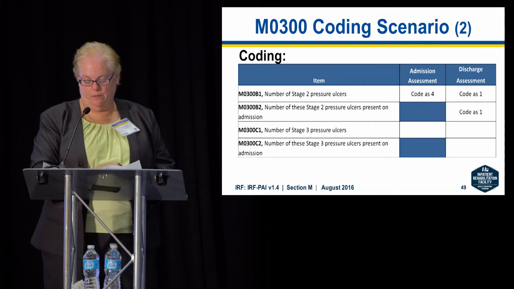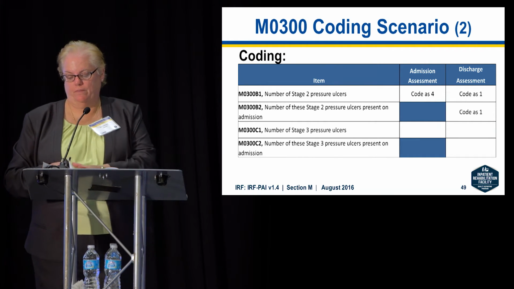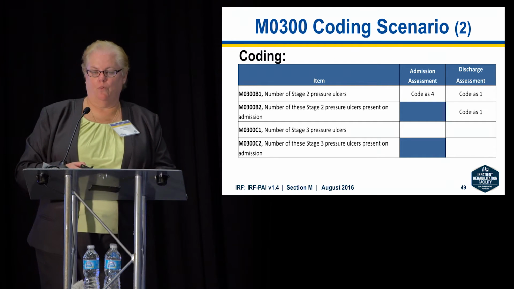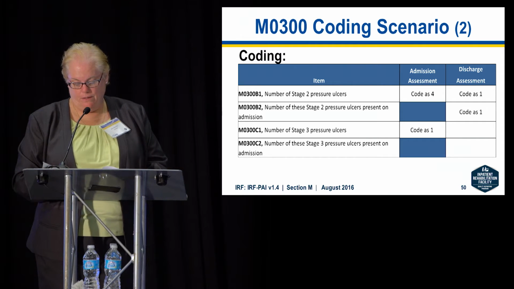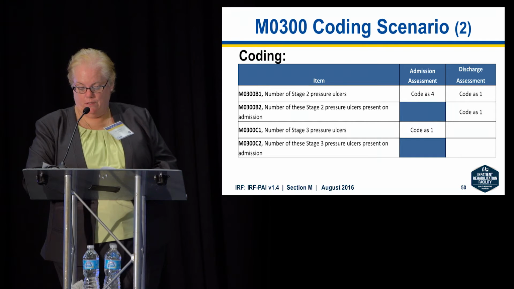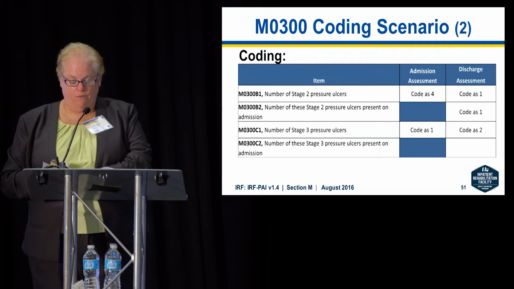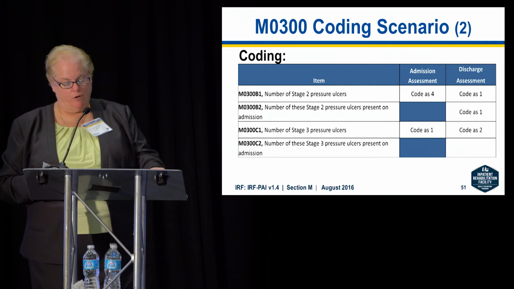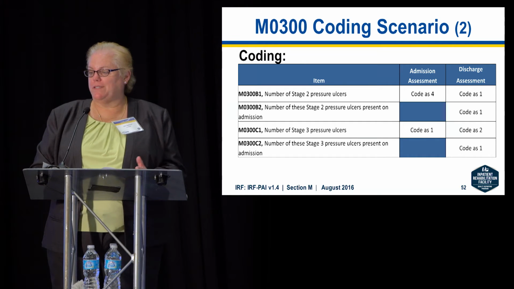Okay, so 1. Number of stage 3 pressure ulcers upon admission. I hear 1. That's correct. We had 1. Discharge assessment. How many do we have now at discharge? We have 2. Number of these stage 3 pressure ulcers that were present upon admission. So what story is that telling you?